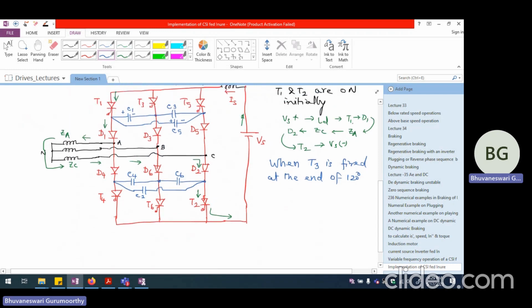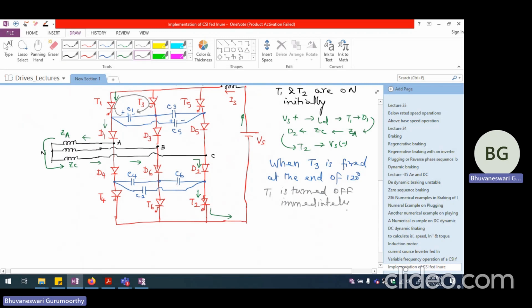So when we are firing T3, what happens is, let's say the capacitor is pre-charged like this. This is plus and this is minus. Because this is plus and this is minus, immediately as soon as T3 is fired, we are going to have this plus trying to discharge the current into T1 in the opposite direction. So T1 is turned off immediately. So the T1 device is going to be turned off immediately.